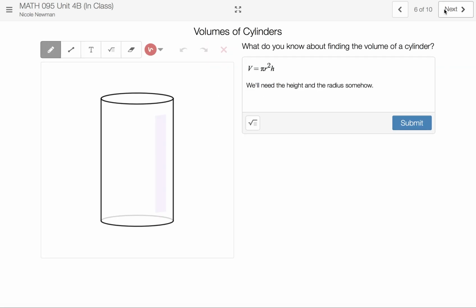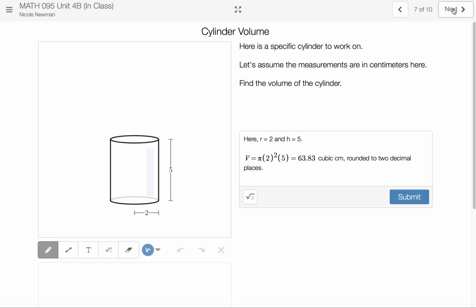For cylinders, we started our cylinder volume work today, and so here's some information you would probably like to have on hand. The volume of a cylinder will be pi r squared times the height, and we need the height and the radius somehow to figure these out. Here's a specific cylinder. The radius is 2. The height is 5. You can fill into the pi r squared h formula. You should get 62.83 cubic centimeters, rounded to 2 decimal places.